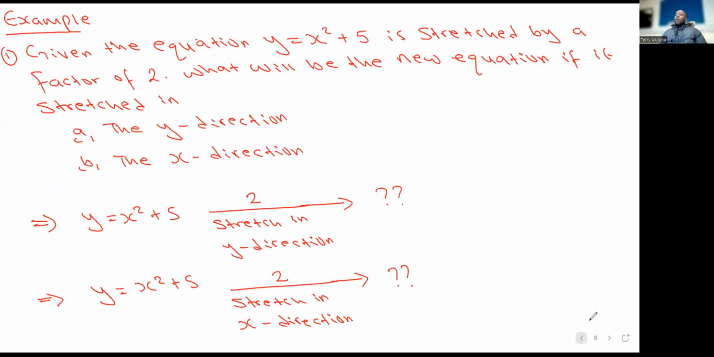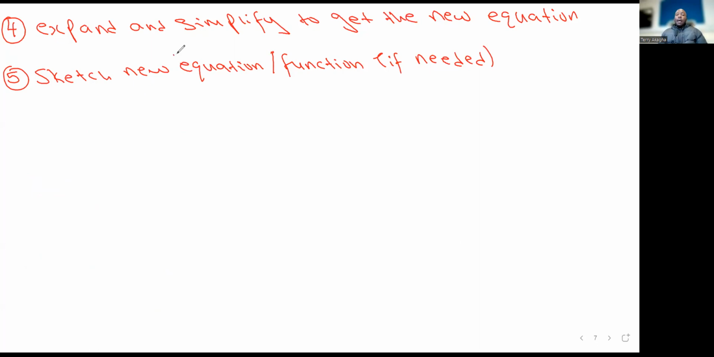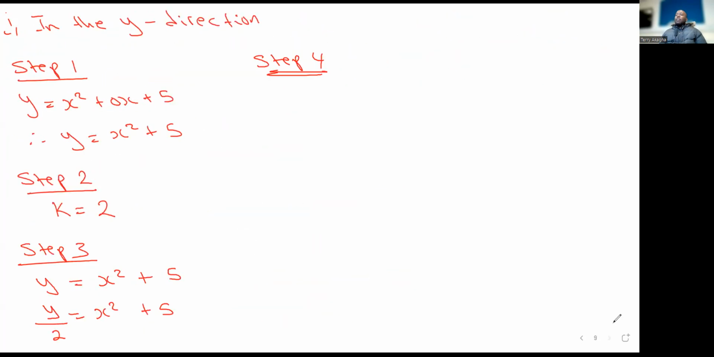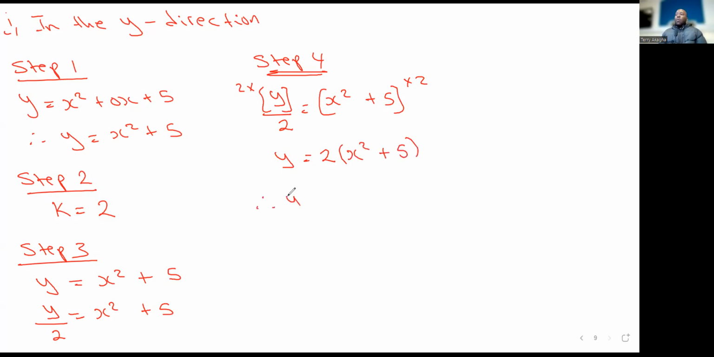Okay, now step 4. Step 4 said we then have to expand and simplify to get a new equation. So we have y over 2 is equal to x squared plus 5. To remove this 2, I'm going to multiply both sides by what? 2. So that means y is going to give us 2 into bracket x squared plus 5. If you open the bracket, y will be equal to 2x squared plus 10. Okay, y is going to be 2x squared plus 10.